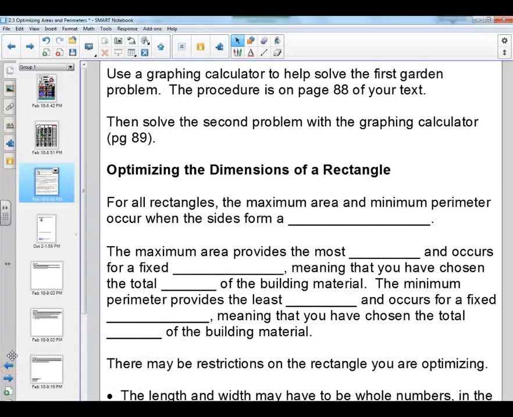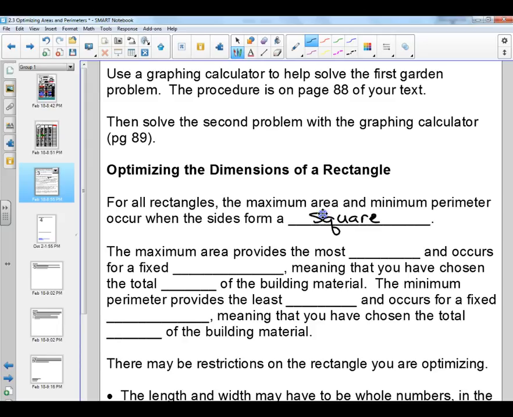So on this next page of your handout, we're just going to summarize what we've seen. In the class, we do the graphing calculator work and get a little bit of practice entering data and making scatter plots on the graphing calculator. Here, just summarizing what we've seen is that when we are trying to find a maximum area or a minimum perimeter for a rectangle, this occurs when the sides form a square. So it's a special type of shape that has those properties.